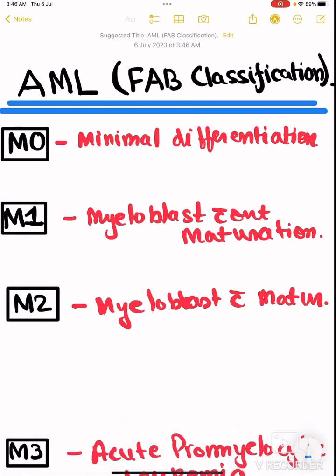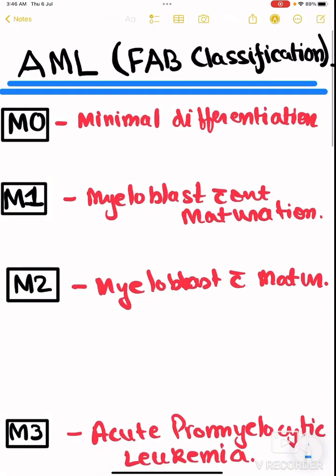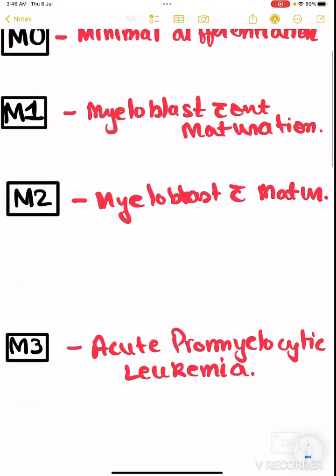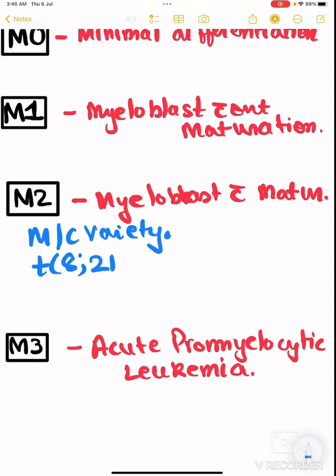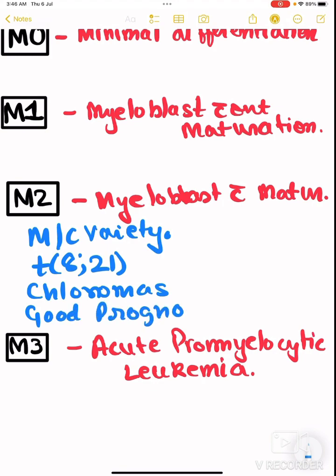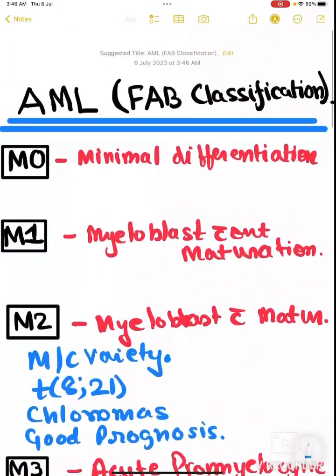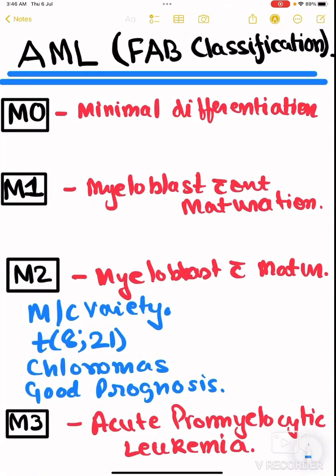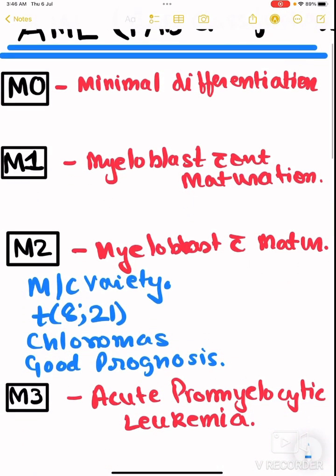In M0, we only need to remember the name. In M1, only the name. For M2, apart from the name, you need to remember that it is the most common variety. The second important point is translocation 8;21 is present. Then chloromas are seen and it has a good prognosis. In this whole FAB classification, all you have to do is rote learning. You cannot understand things, rote learning is what is required.